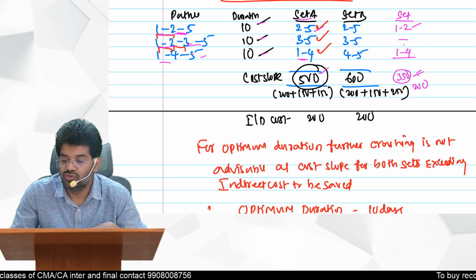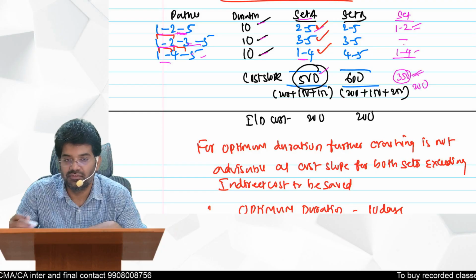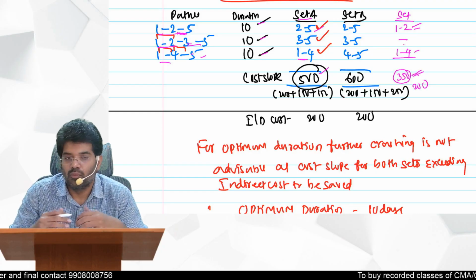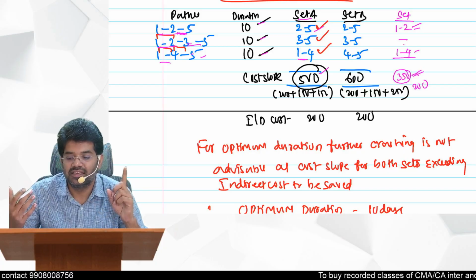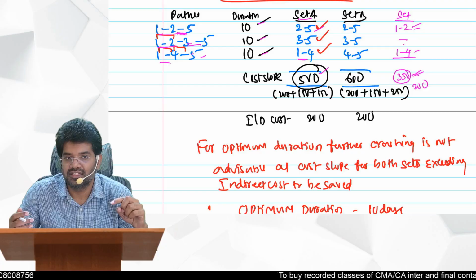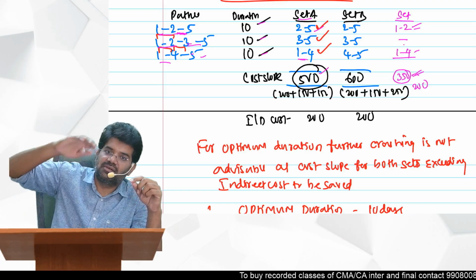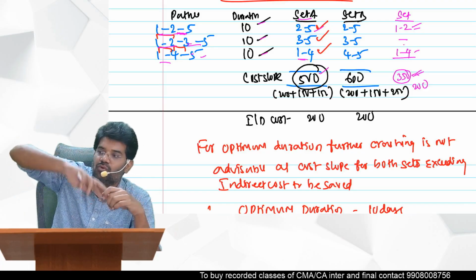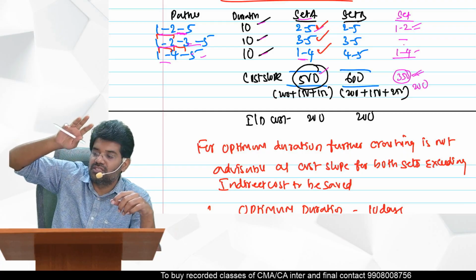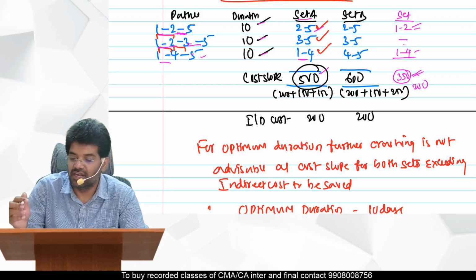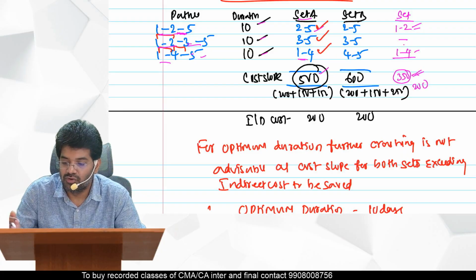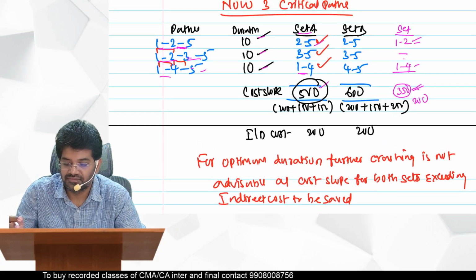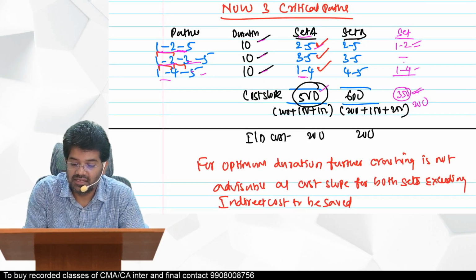Because if you crash 1 to 2 and 1 to 4, the cost is 350, and the crash time is only 1 day. Even though you are crashing 1 to 2 and 1 to 4, they are on separate paths. Overall your project duration is getting reduced. If you crash 1 to 2 and 1 to 4, what will happen? In this, 1 to 2 is there, this will become what?